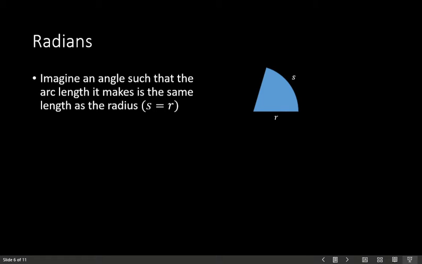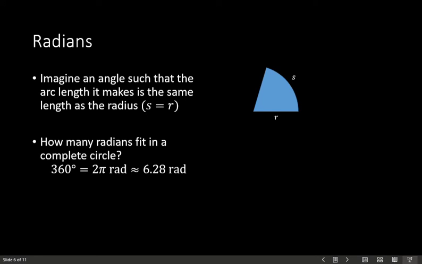So 2 radians would be enough of the circle so that the arc was twice as long as the radius. If you remember your geometry, 1 full time around the circle, the circumference of a circle, is 2 pi. So 2 pi radians, that's about 6 1/4. It's 6.28 actually. 6 1/4 radians then is an entire circle, or pi radians is a half a circle. So 360 degrees is equal to 2 pi radians, which, again, is about 6.28. That's approximate because pi is irrational.